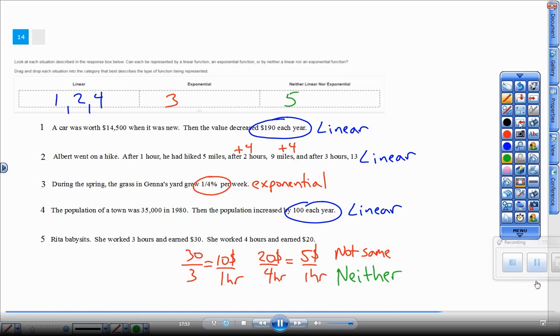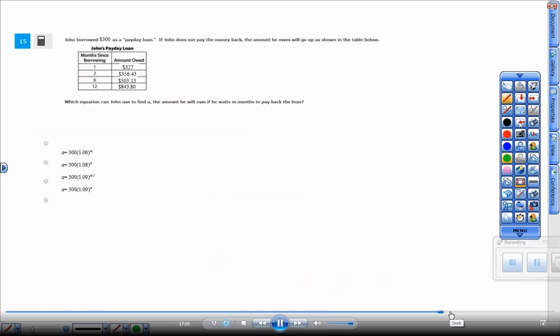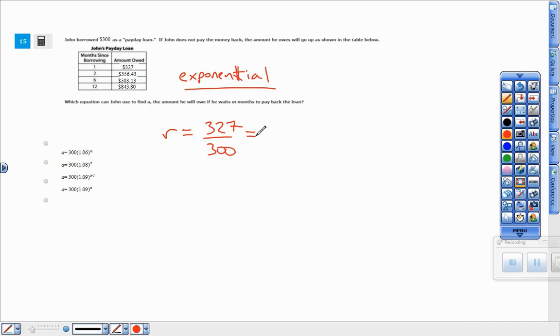All right, next problem 15. For this one, this is geometric, common ratio, not linear. So to find that R number, I'm going to divide this first term 327 by the 0 term 300. So 327 divided by 300 will give me the common ratio, which is 1.09.